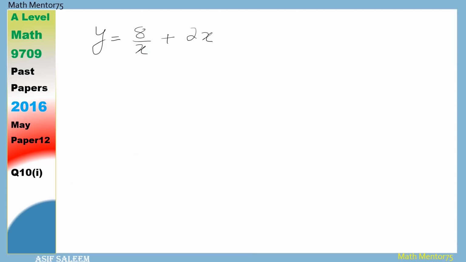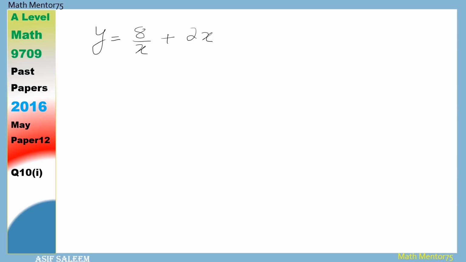Question number 10. The diagram shows the part of the curve and M is the minimum point. This is our diagram. The equation of the curve is given. M is the minimum point of the curve. In the first part, we have to find the first derivative, second derivative, and the integration of y squared.